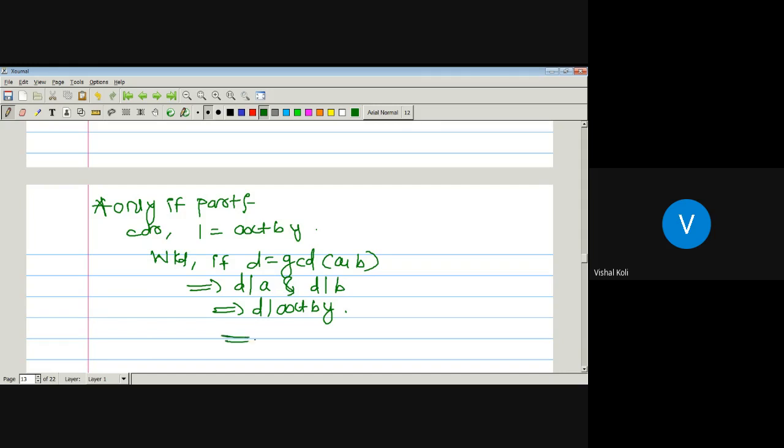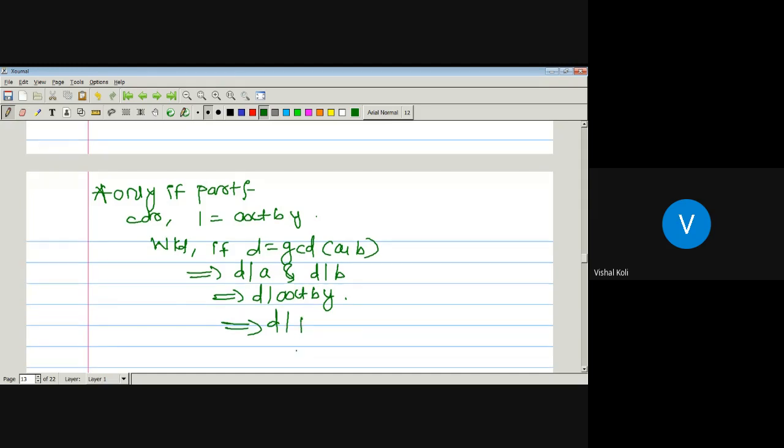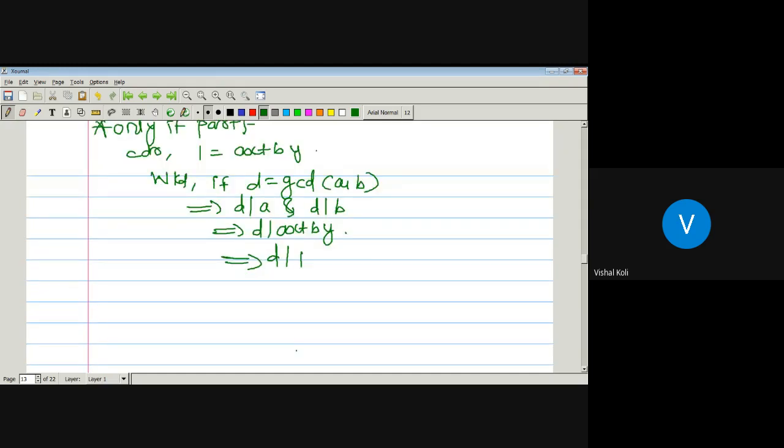But what is ax + by here? Here ax + by will be 1. So d divides 1. Here we have taken d as the greatest common divisor, and d is always greater than 0, which is just by the definition of greatest common divisor. As d is greater than 0 and d divides 1, what are the possible values of d?